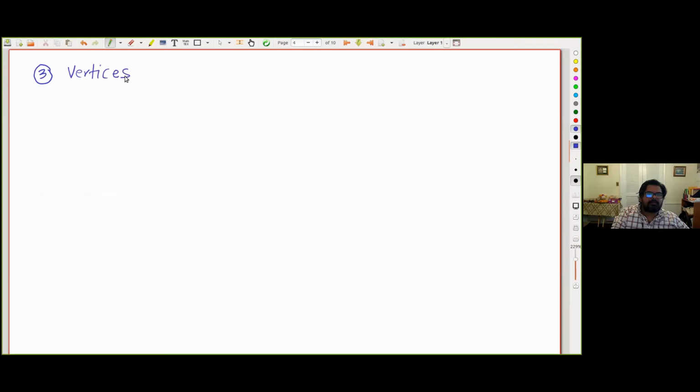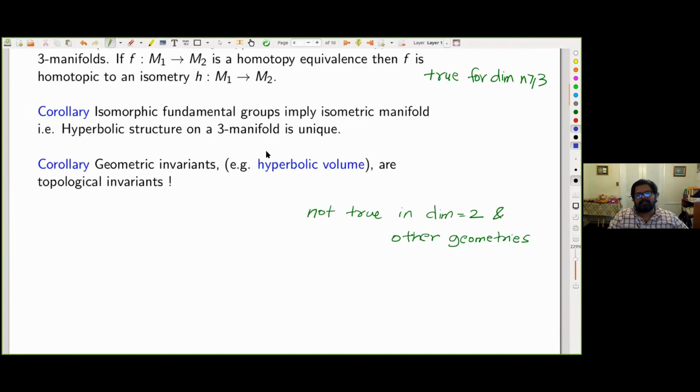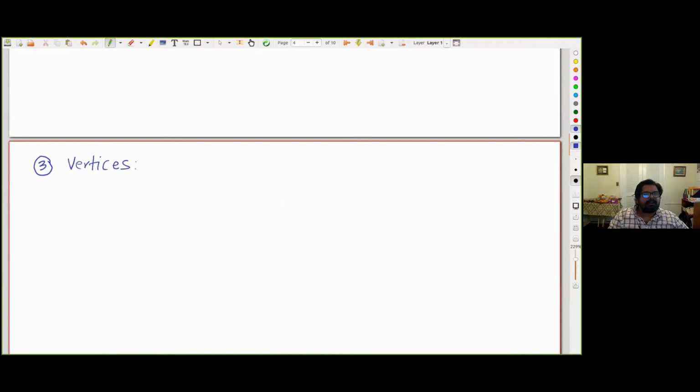And so at every vertex, now if you look at the vertex, what do we see? Let me just go back to this picture. Where am I? Oops. I have added a slide in the wrong way.